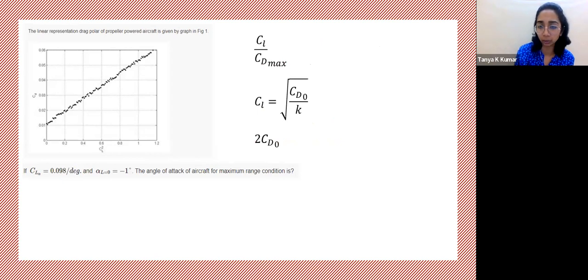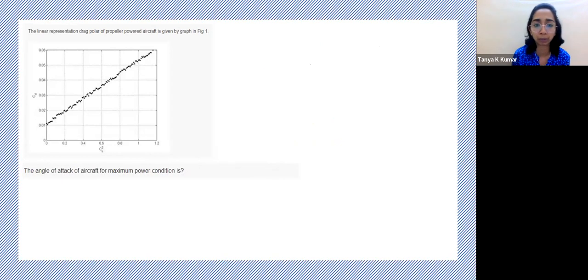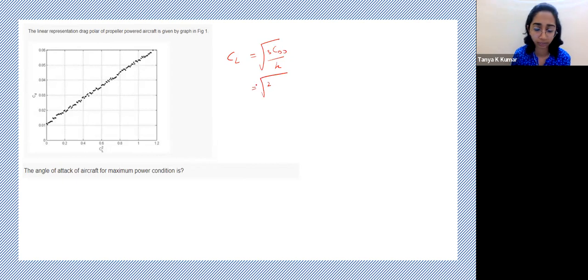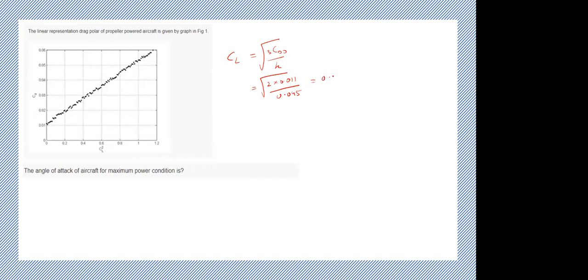So similarly, these are the equations that we use to come up with this. Similarly, can you do it for the maximum power condition? Follow the same steps. CL for maximum power is? What is the CL? Under root 3 CD naught by K. So CD naught was 0.011 and K was 0.045. This comes to 0.856. Okay, 0.856.